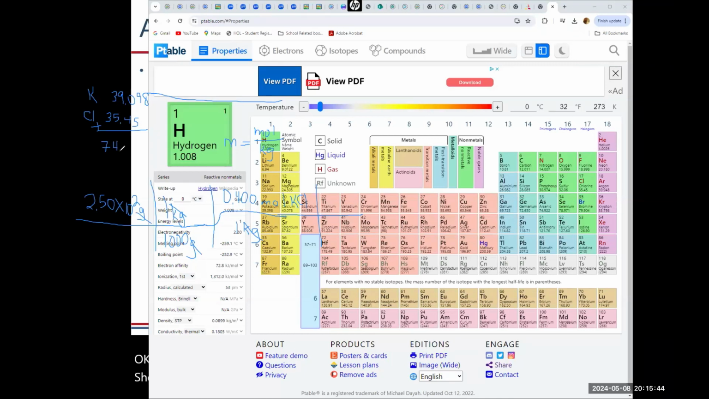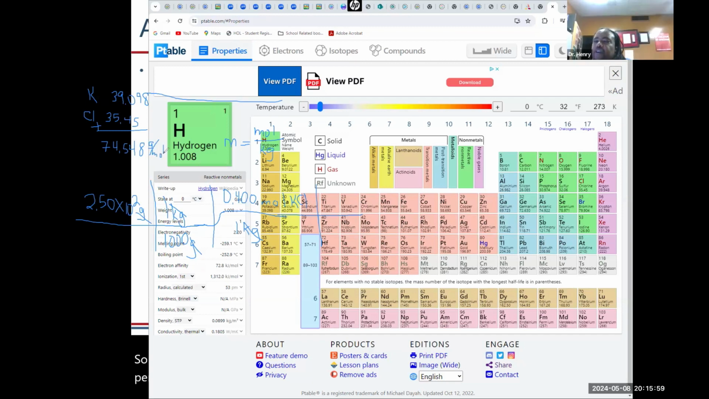74.548. But what about sig figs? In this case, we don't have to worry about sig figs because it's coming from the periodic table. Oh, okay. Right, a lot of times they're rounded off anyway. So in this case, we're going to put that we want grams on top: 74.548 grams on top and 1 mole on the bottom.